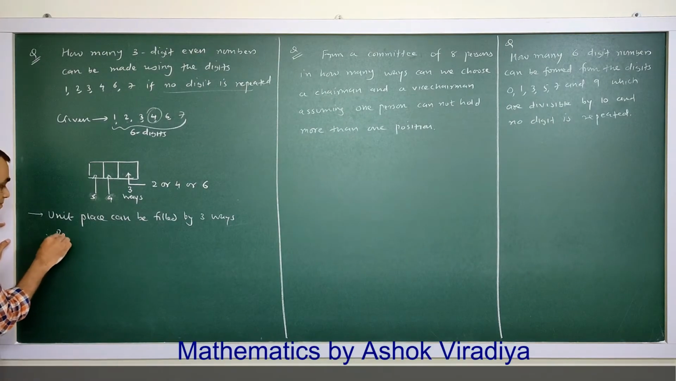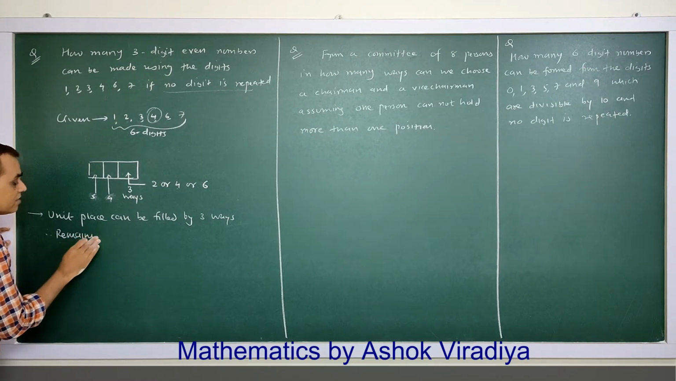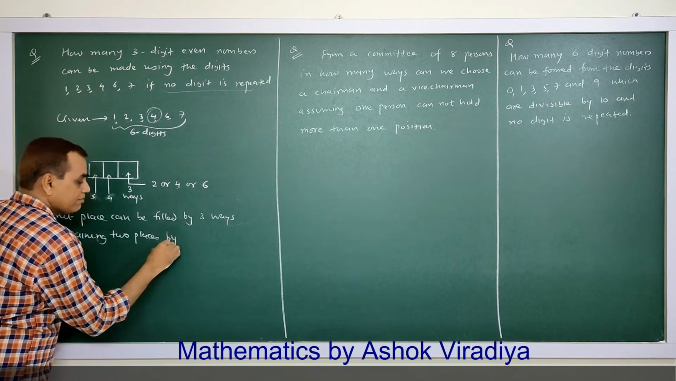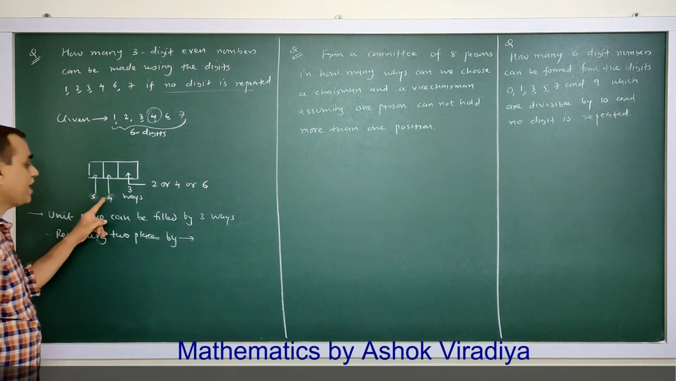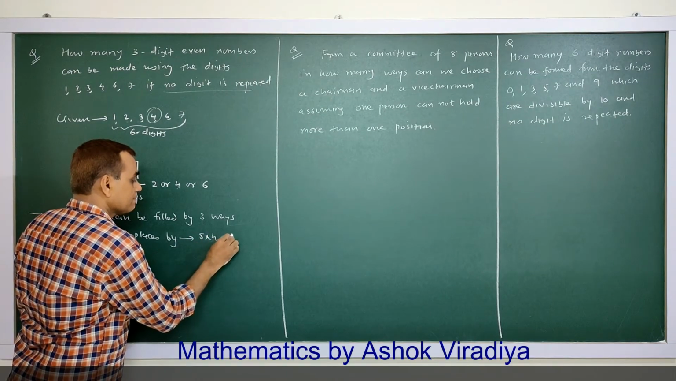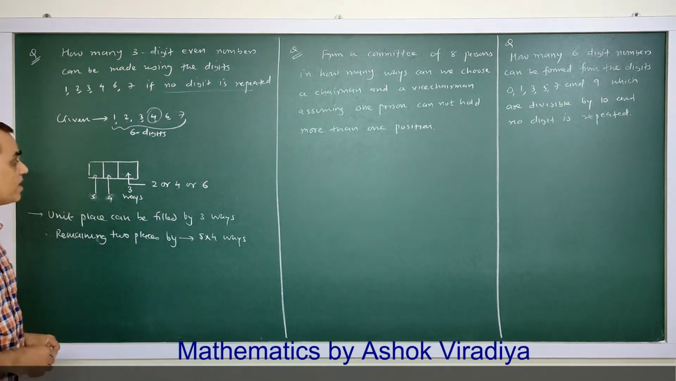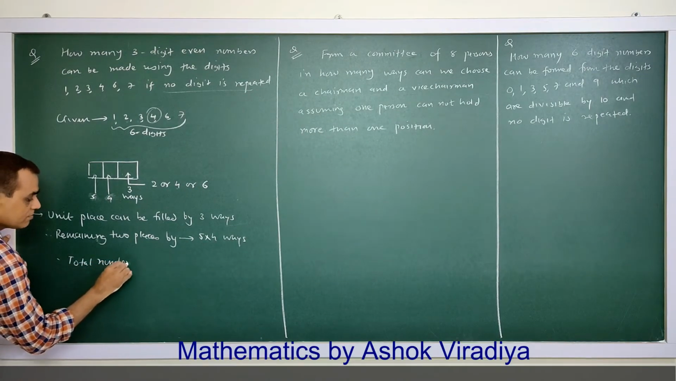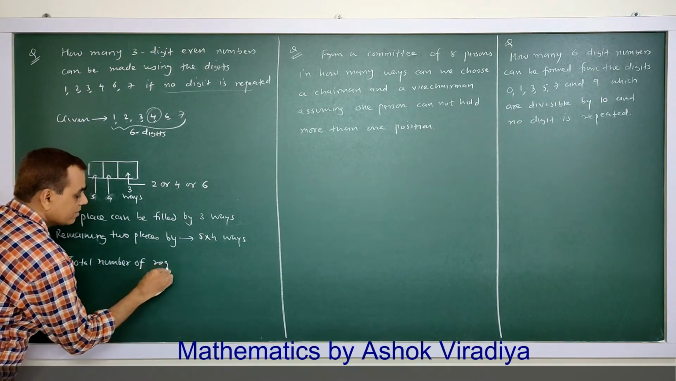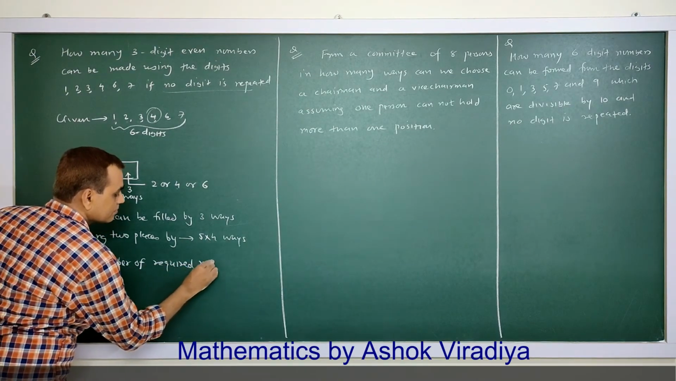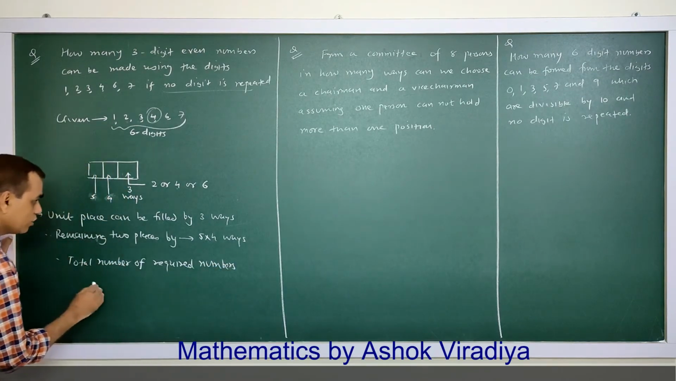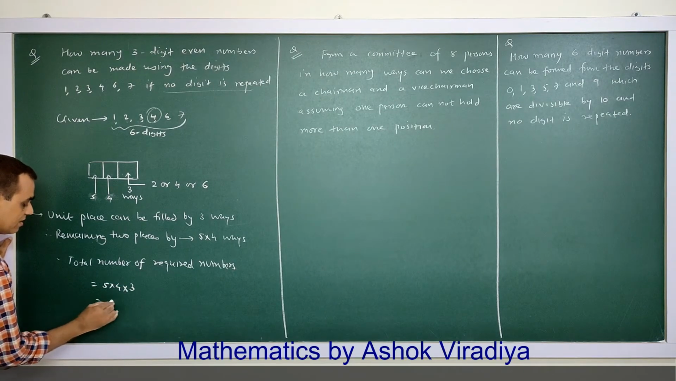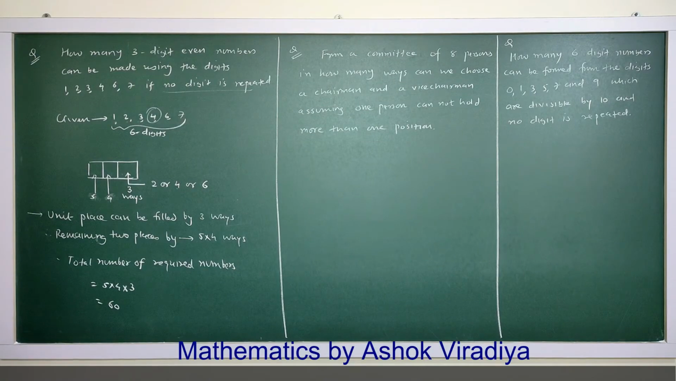So the remaining 2 places can be filled up in 5 into 4 ways. So the total number of required numbers is equal to 5 into 4 into 3. There are 60 numbers.